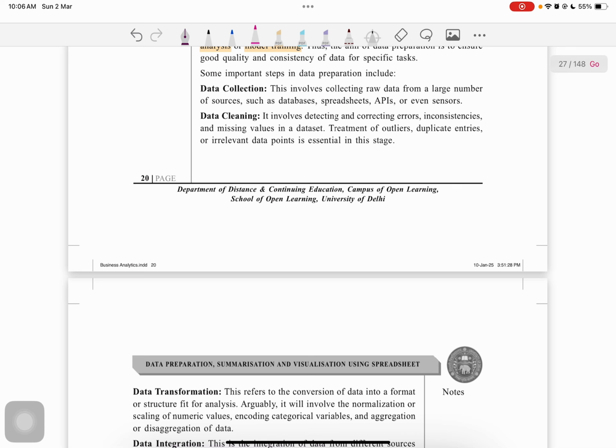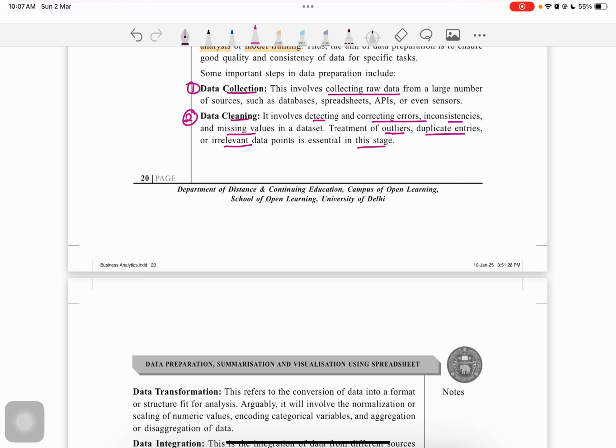It involves collection, which is the collecting of raw data from a large number of sources. It can be anything like database, spreadsheet, etc. First of all, we collect it. Second, we clean it. It means that we remove the inconsistency of the data. It involves detecting and correcting errors, inconsistencies, and missing values in the dataset. Outliers, duplicate entries, or irrelevant entries are handled in this stage.